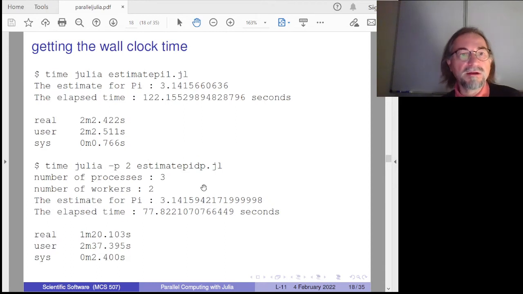Okay, let's do this at the command prompt. At the command prompt, I'm also doing the time. A time that I like is the wall clock time, which is the actual elapsed time. So we do the time for the one-threaded computation. Here you see that the wall clock time takes 2 minutes and 2 seconds, and that corresponds to the elapsed time. The elapsed time is what the internal program indicates to us.